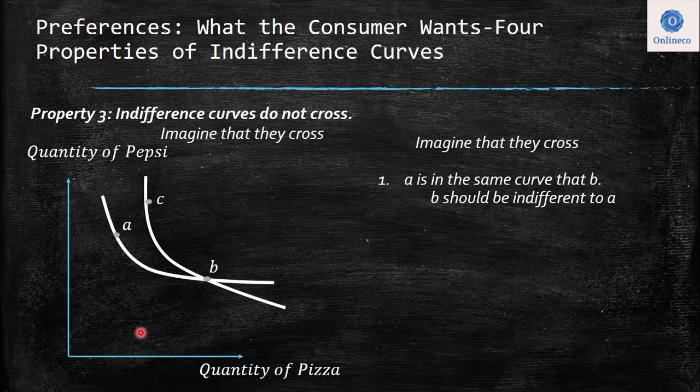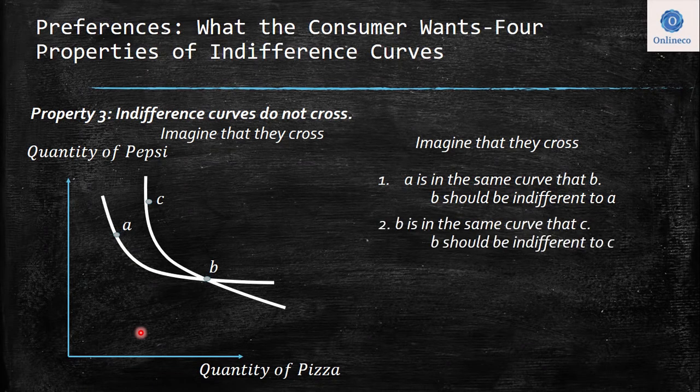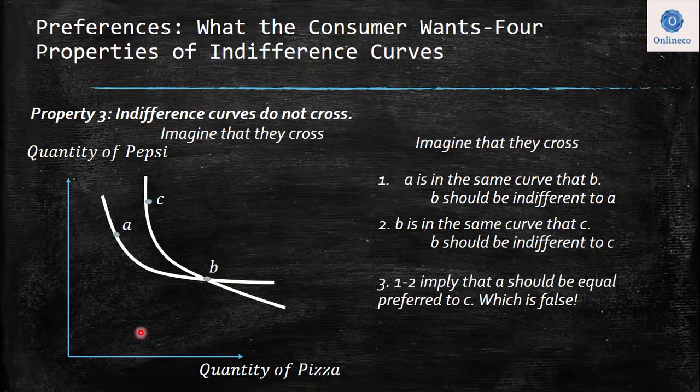First, A is on the same curve as B, as we said before. If two bundles are on the same curve, we can automatically say that B is indifferent to A. The second situation is B on the same curve as C, so B should be indifferent to C.